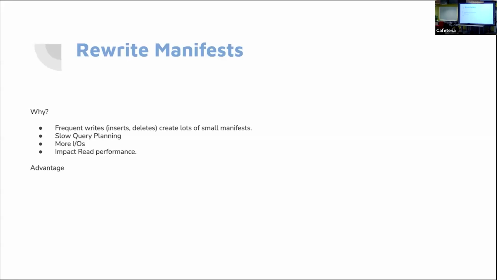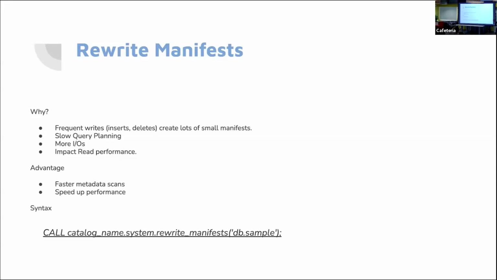Yeah, I'll come to that slide and maybe I'll talk on that. So this is the advantage we'll get from rewrite manifest: faster metadata scan, speeding up performance. As I mentioned, I'm only going to talk on the Spark side.